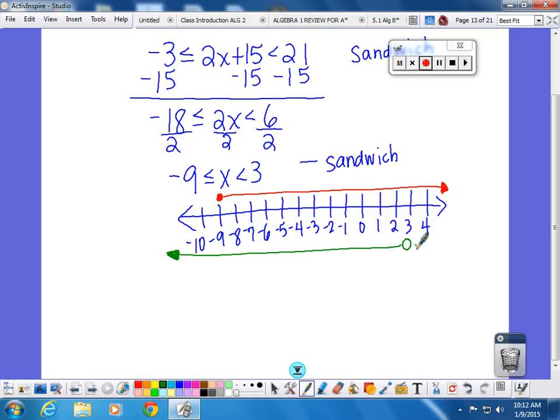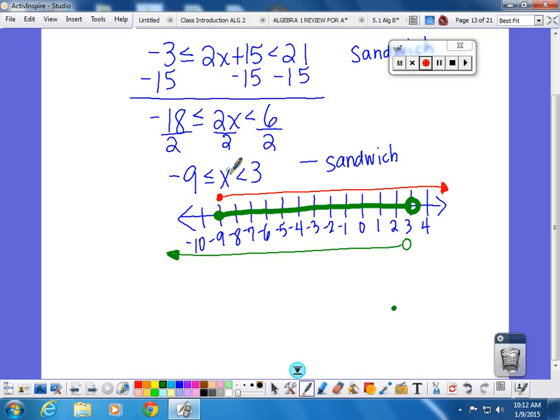a sandwich to go, okay, well, all my solutions are sandwiched between here and here. To me, that's easy to read. Where are they? Oh, between here and here. So they're on the number line also.